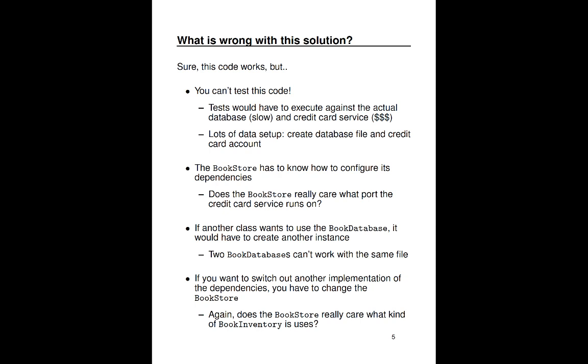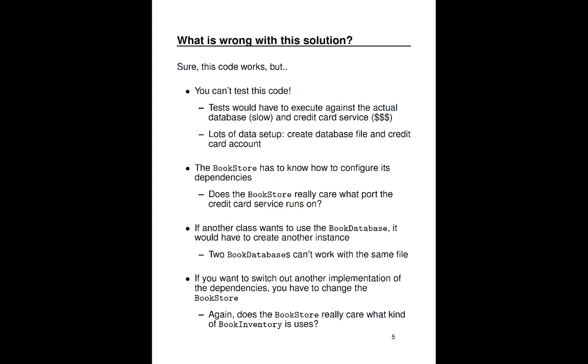But there are some things about this code that could be better. The first one I want to call out is that it's really difficult to test this code, because when you create that bookstore object, you can only create it using the actual database, which might be slow, and then the real credit card service, which probably costs money in transactions, right? You don't want to be exercising these APIs often because it costs time and money.